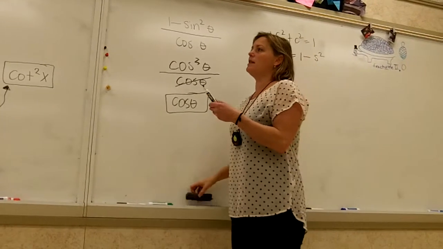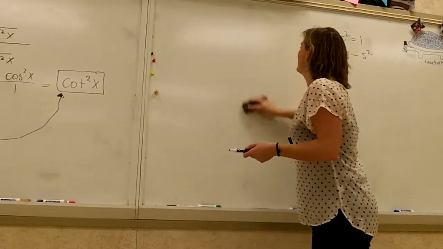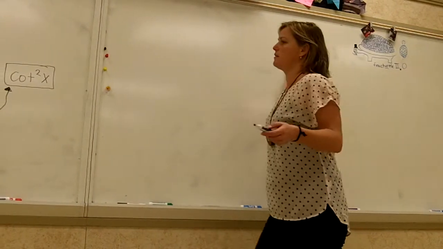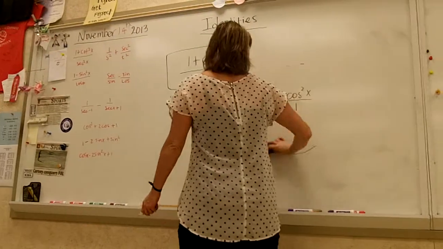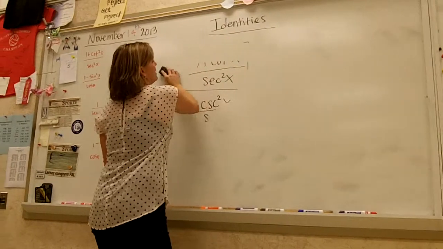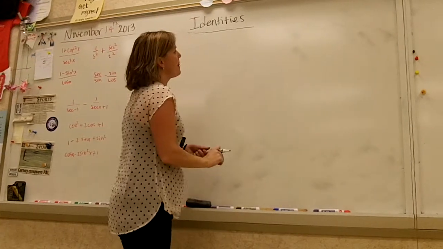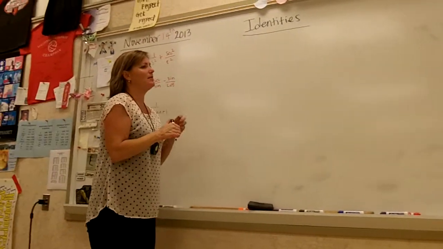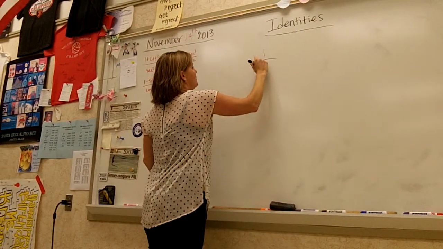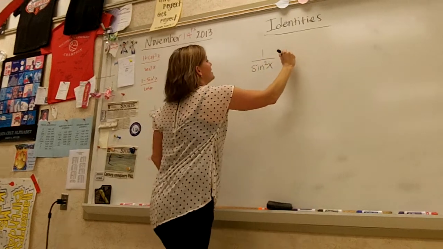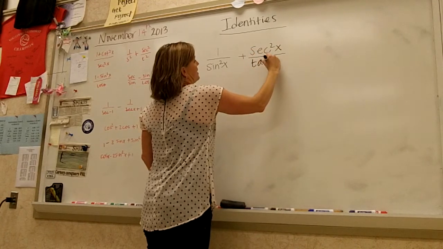So the more basic ones are just going to have you simplify, and that's not going to be too strenuous of a task, as long as you remember your identities: sine squared plus cosine squared equals 1, 1 plus cotangent squared equals cosecant squared, and tangent squared plus 1 equals secant squared. So let's try an example that might be a little bit harder. I think I have one over here: 1 over sine squared x plus secant squared x over tangent squared x.